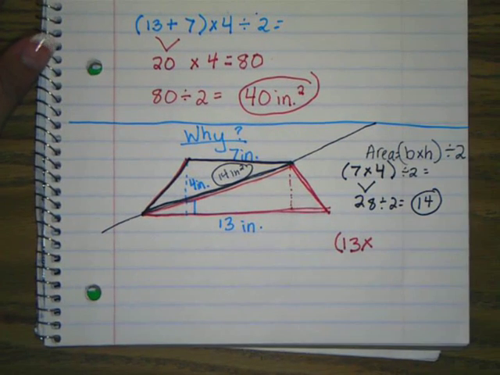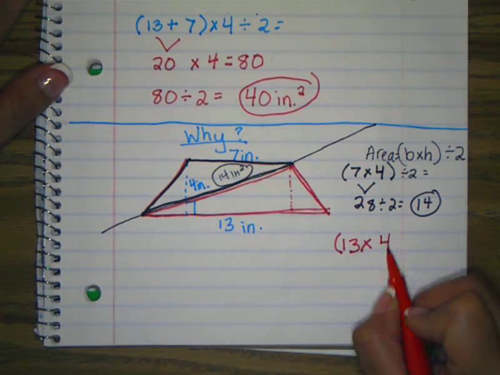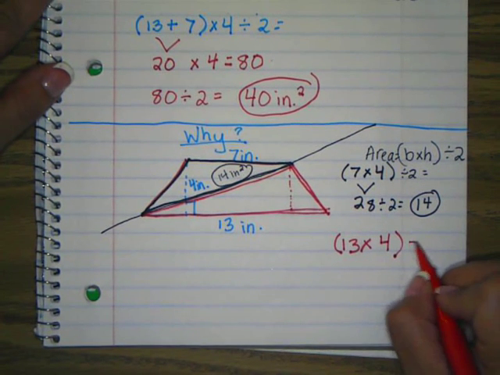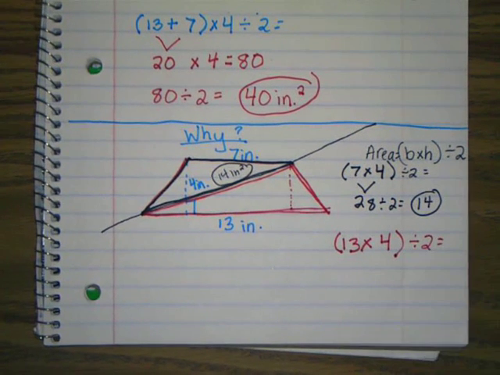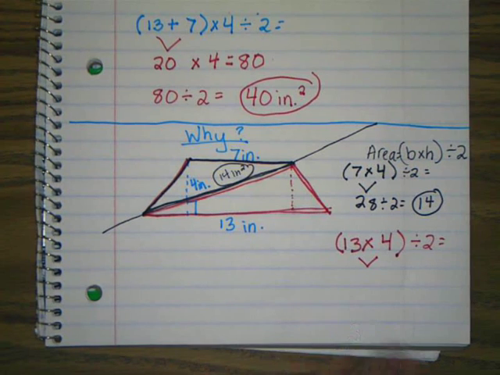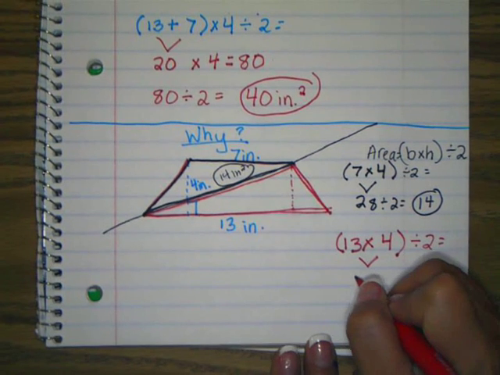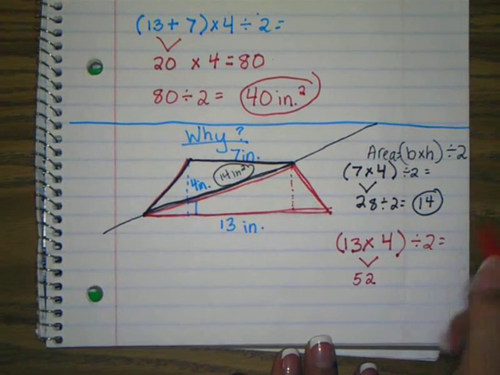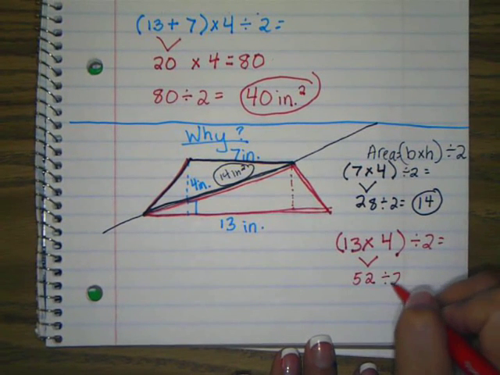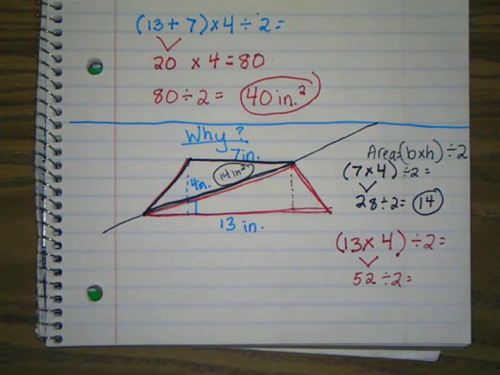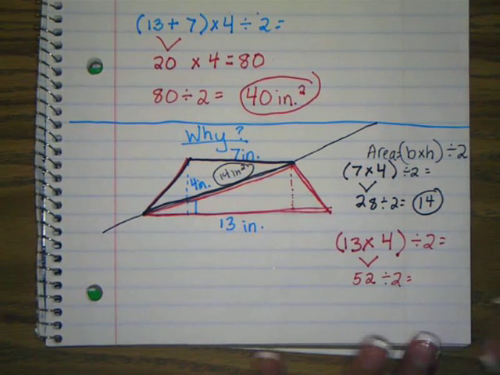Take a minute and figure out, raise your hand when you have it, what is 13 times 4? Yeah? 52. Divided by 2, what do we get if we divide it by 2? Christian? It would be 52 divided by 2 is 26. Yes. So what we're saying is our second triangle has an area of 26 square inches.